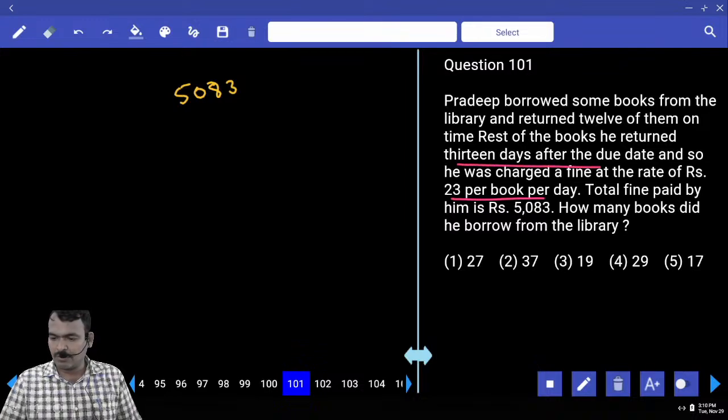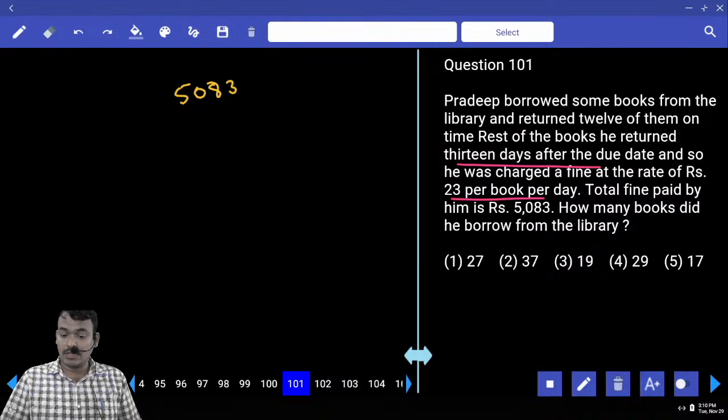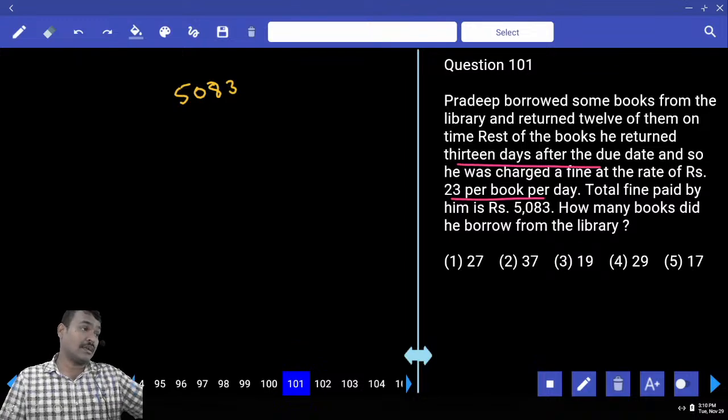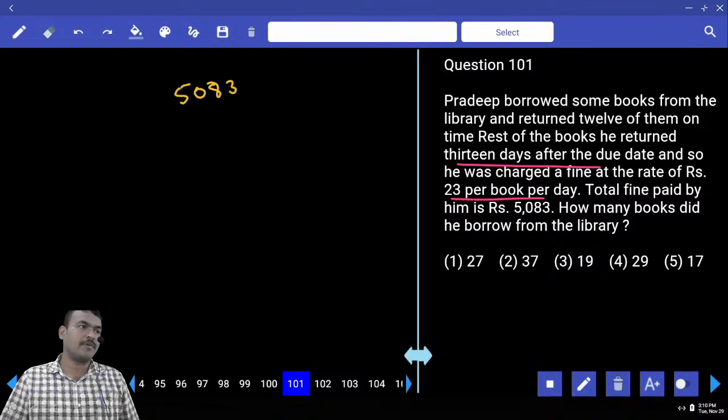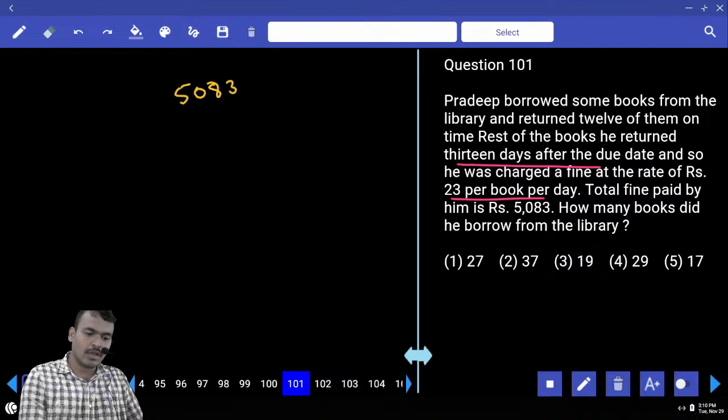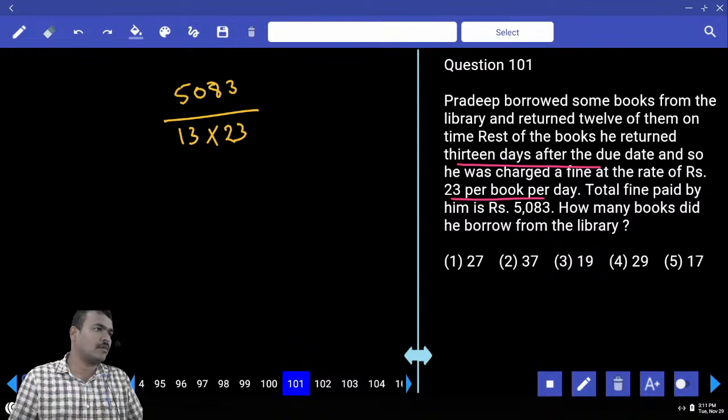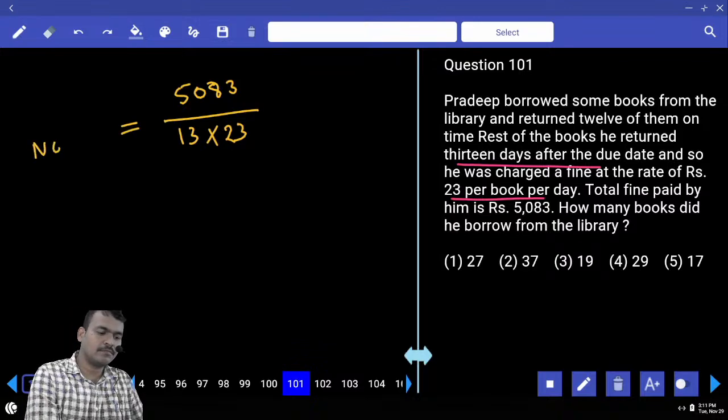13 days after the due date, and so he was charged a fine at the rate of 23 rupees per book per day. Means for 13 days, every day how many rupees is the fine? 23 rupees. Okay. Number of days is 13 days. Every day how many rupees is the fine? 2300. What is the numerator? Total fine. Denominator? Total time. Then we get the number of days.